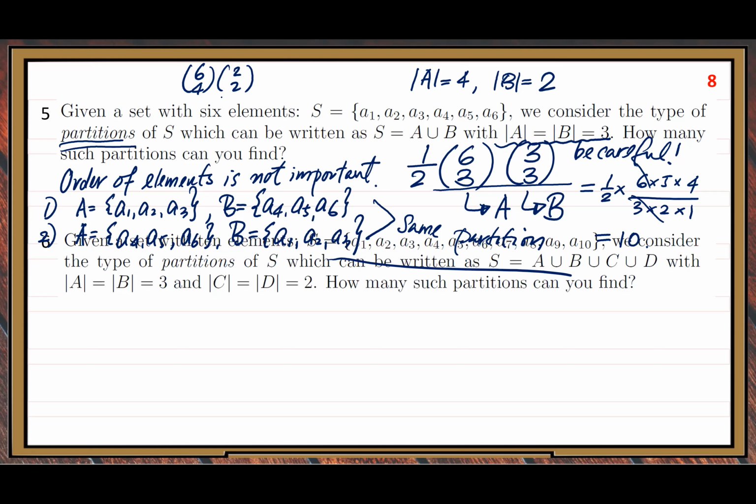Question number 6. Let me give you another version of the question. I did not erase it, I hope you can see it. But this time there are 10 elements in S. We have A, B, C, D, 4 subsets in the partition. But A and B have the same cardinality, and C and D have the same cardinality. How many such partitions can you find? Let us use the thinking from question number 5 to answer this question.